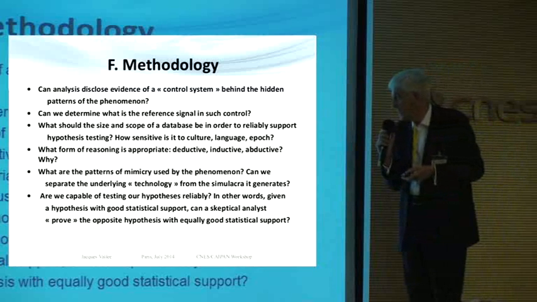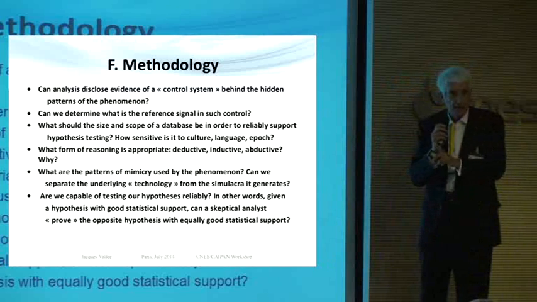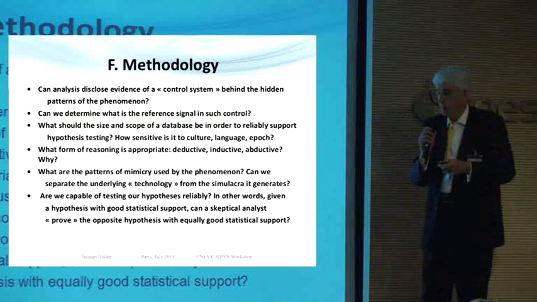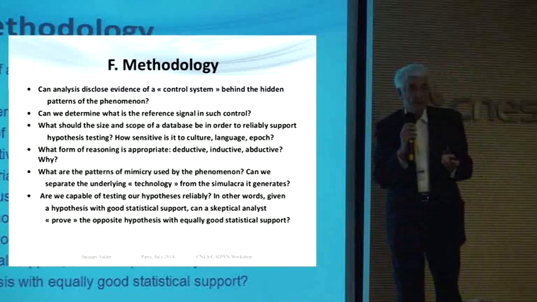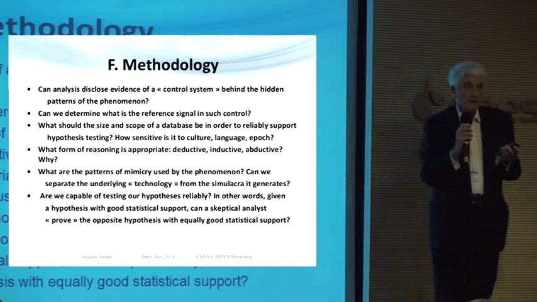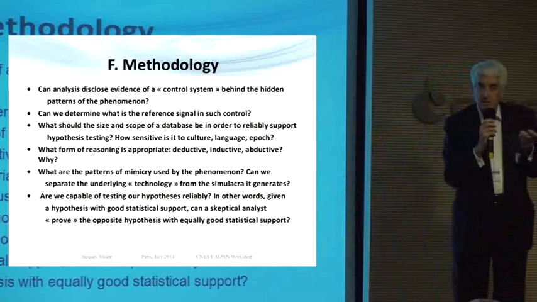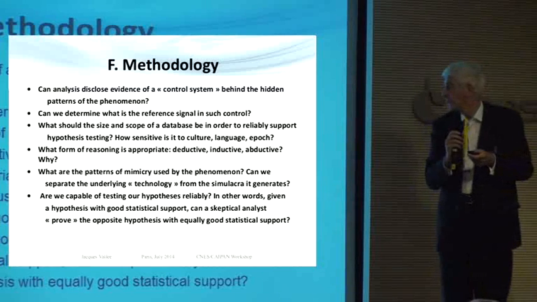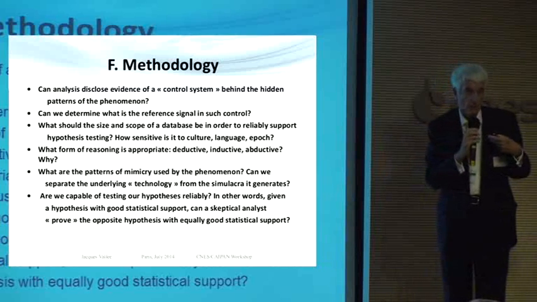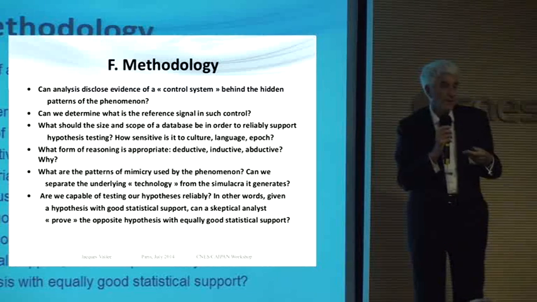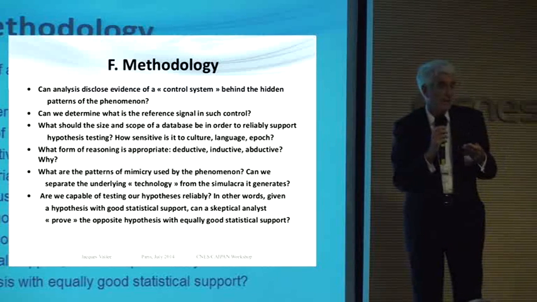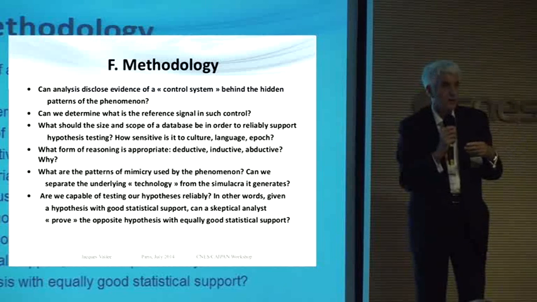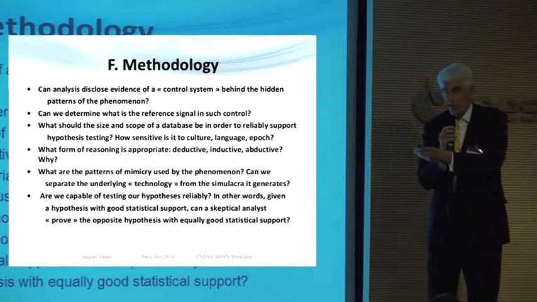What are the patterns of mimicry used by the phenomenon? Does it mimic something in our behavior? Can we separate the underlying technology from things that it may be simulating? When we see something in the shape of a rocket, is it really a rocket, or can it present different looks or different images to us? Our technology can do that already. I mean, look at the stealth, look at the advanced fighters that we have, look at the drones. We are already projecting simulacra in a lot of different situations. So this is not completely weird.